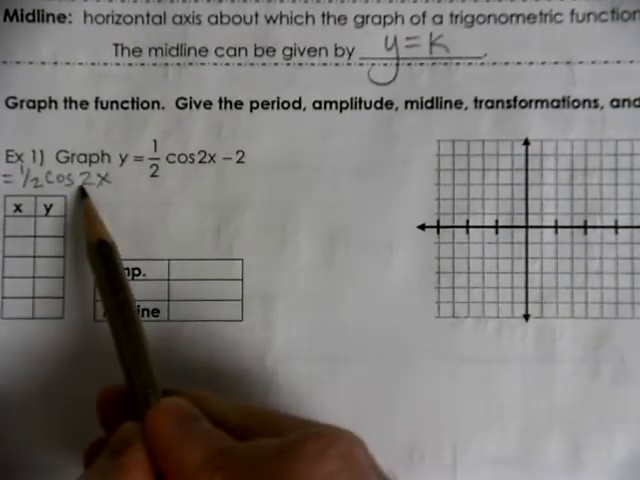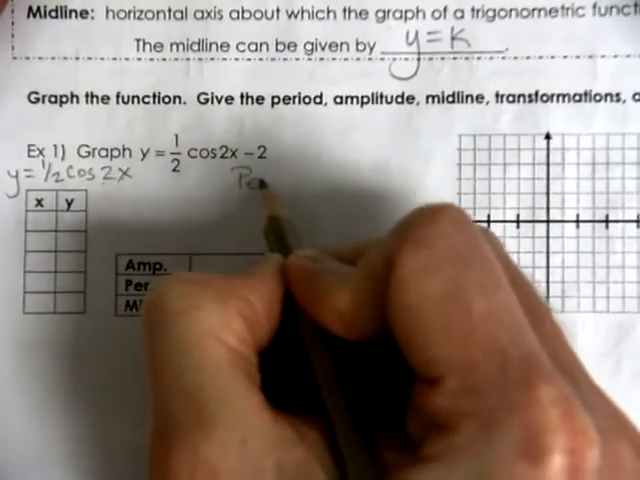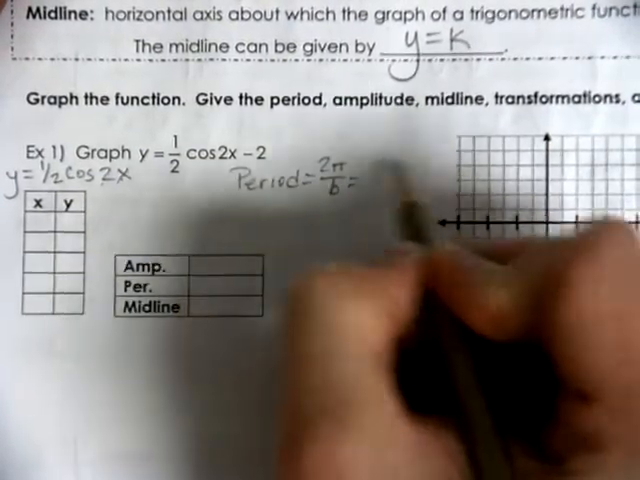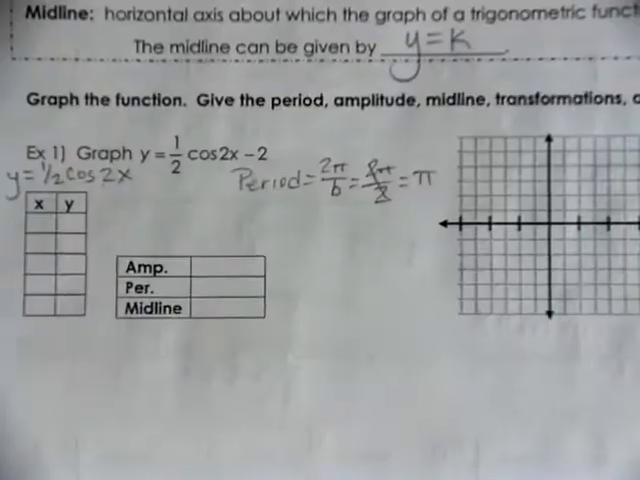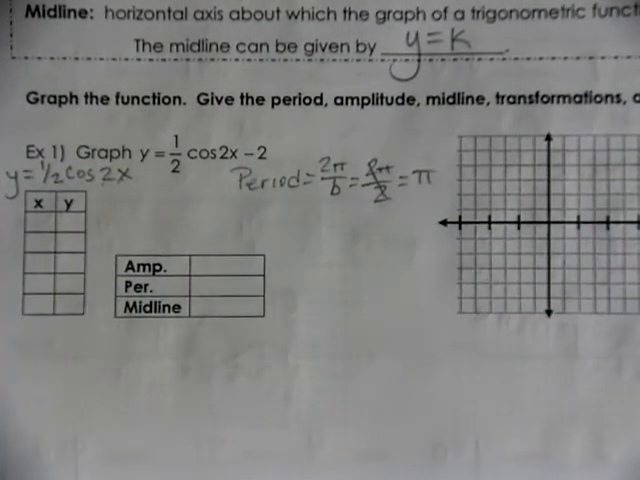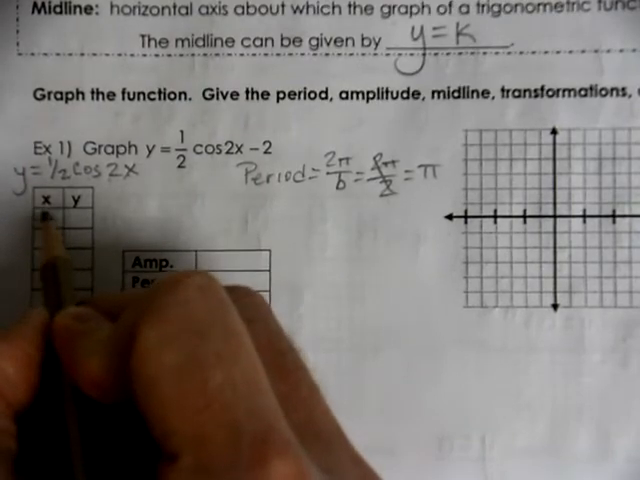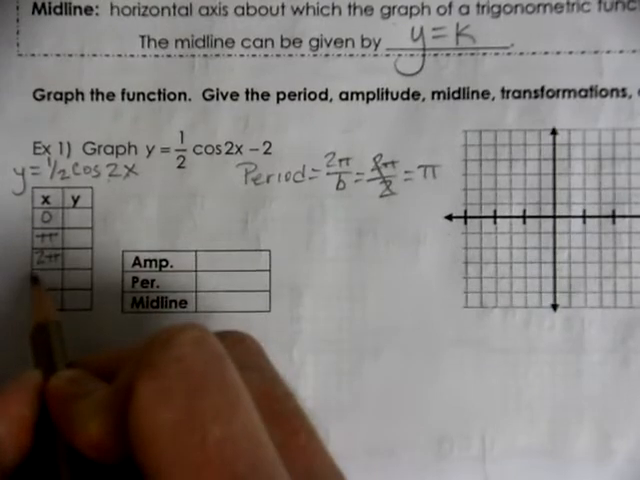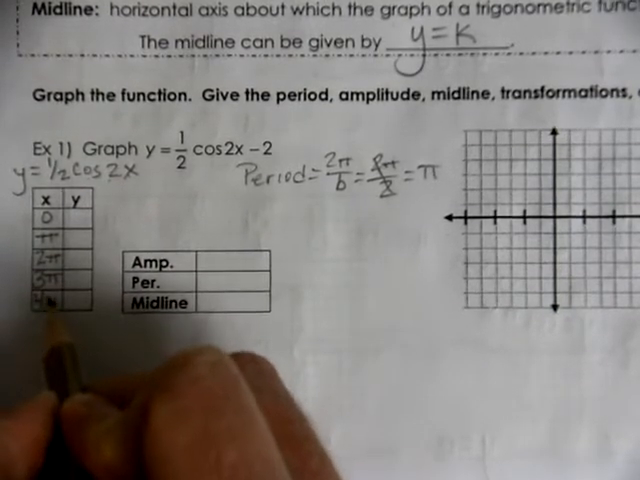Notice it has a b value. If it has a b value, then we need to calculate the period. The period is 2 pi divided by b. So this is 2 pi divided by 2, which is known as pi. So that means in our table, we're going to have 0, 1 pi, 2 pi, 3 pi, and 4 pi.